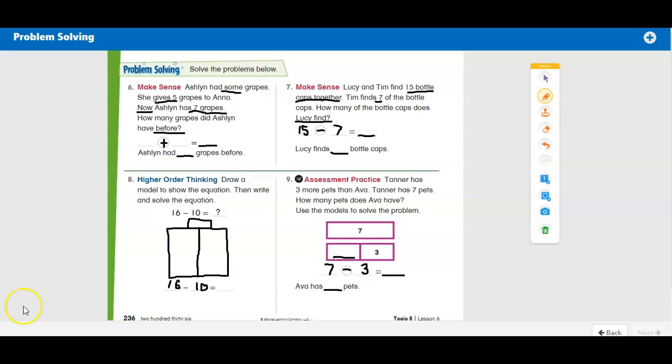If you need more time to solve any of your problems, again, you can pause the video or rewind the video at any time.